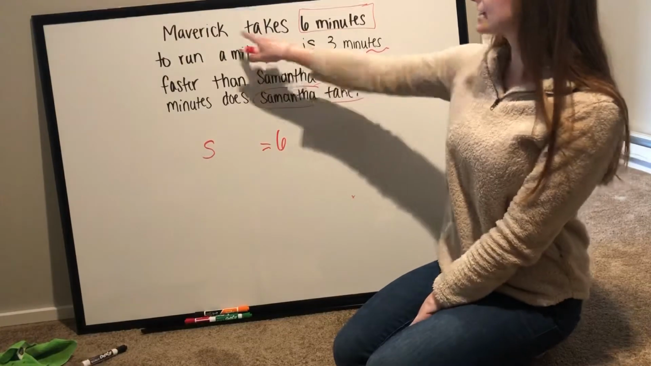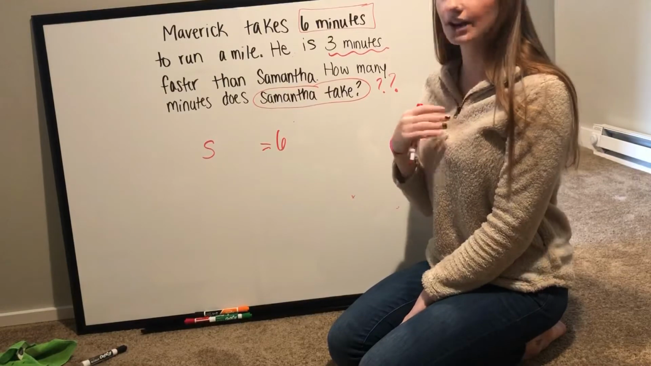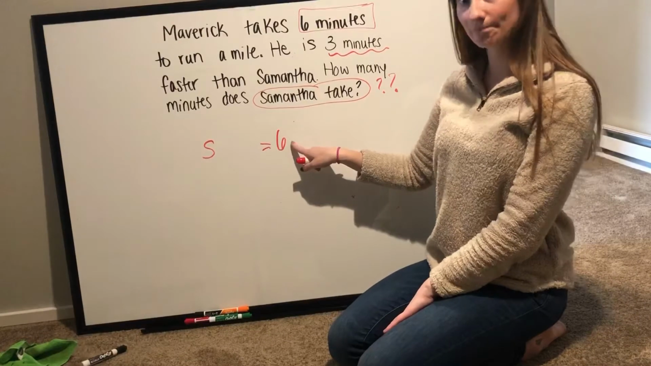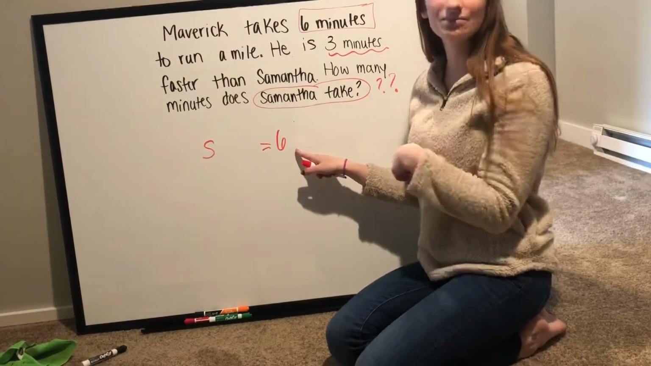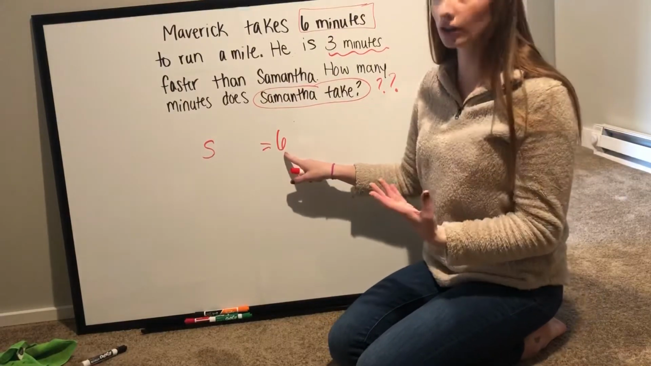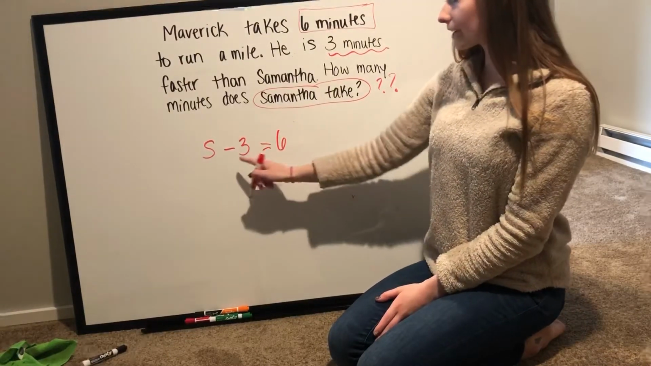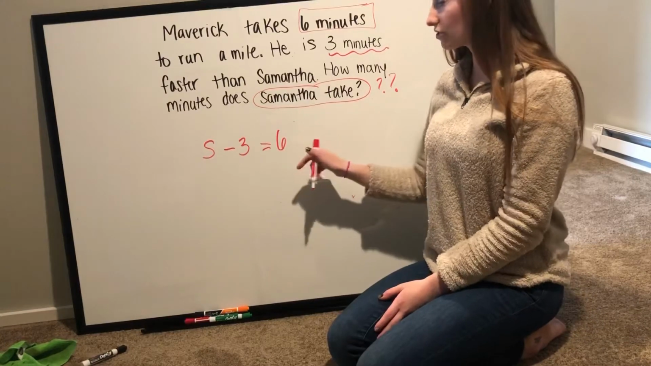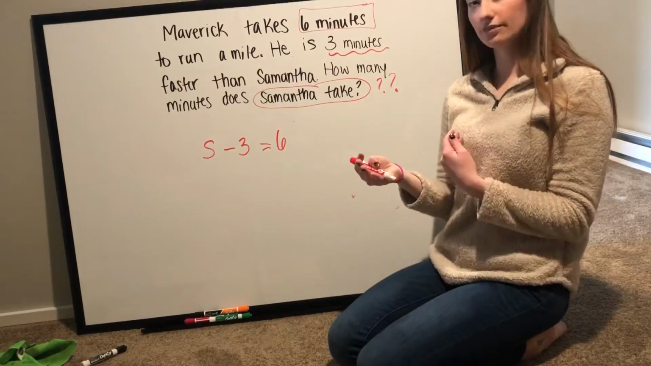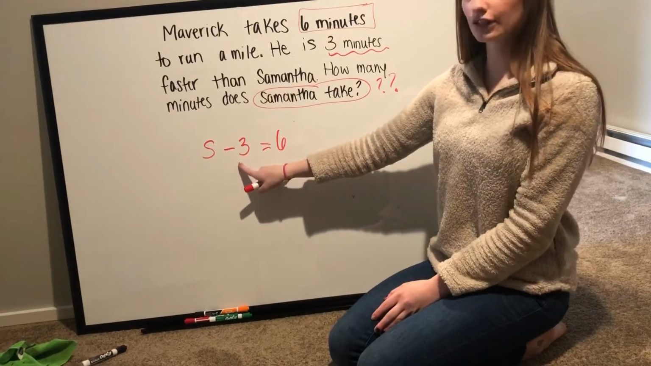And I know that he's 3 minutes faster than Samantha. So if he's 3 minutes faster, I have to ask myself, would I add 3 to her or would I add 3 to him? In this case, I want to add 3 to him because he's running faster than she is. So her number needs to be larger because she's taking longer. So if that's the case, I want to subtract 3 because he's going faster. But in order to do that, I need to make the number bigger. So I want to use the opposite operation. So in order to make the number bigger, I want to subtract from her first.